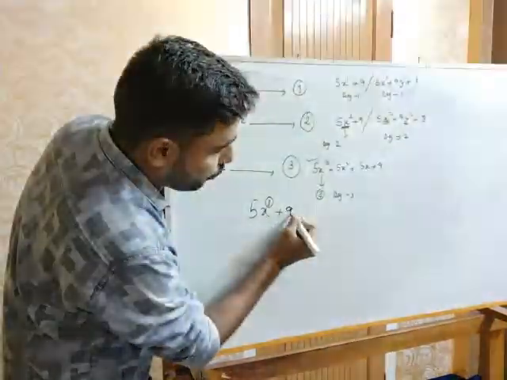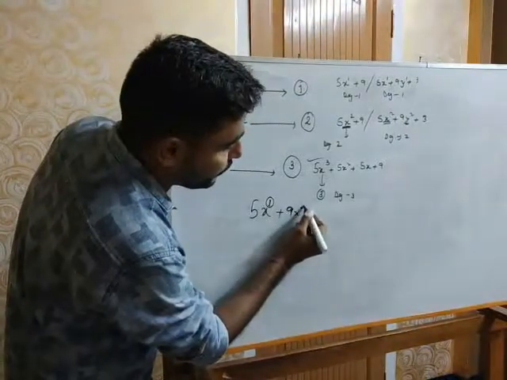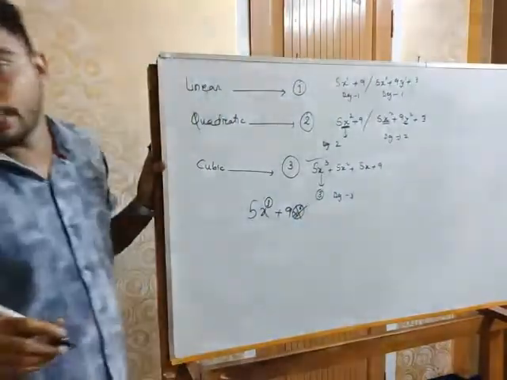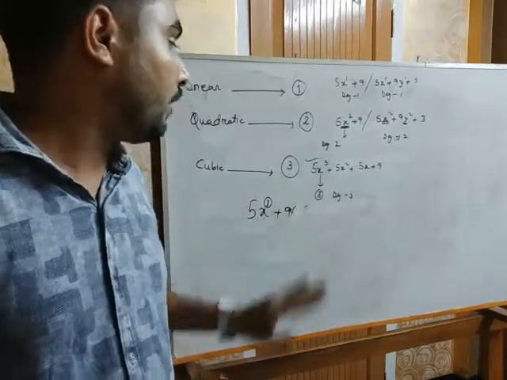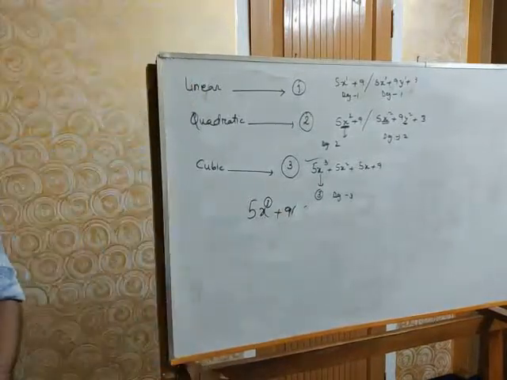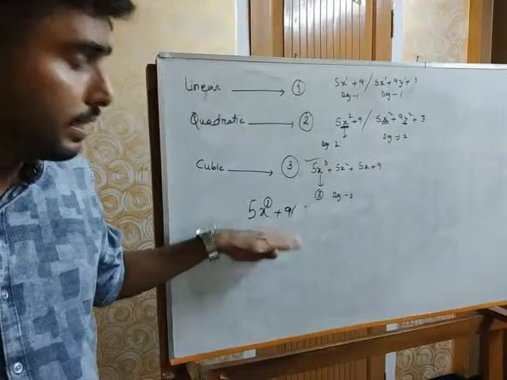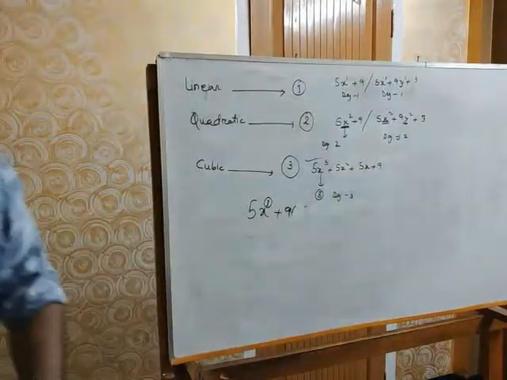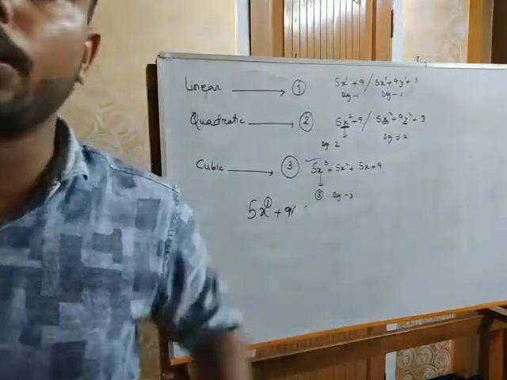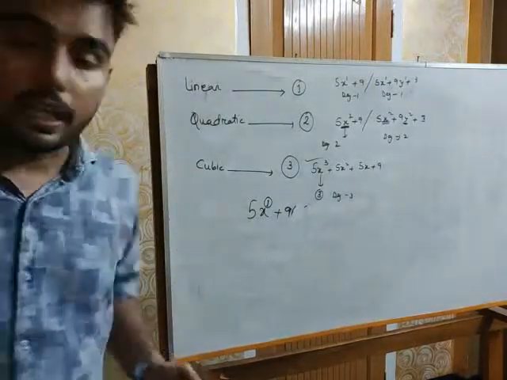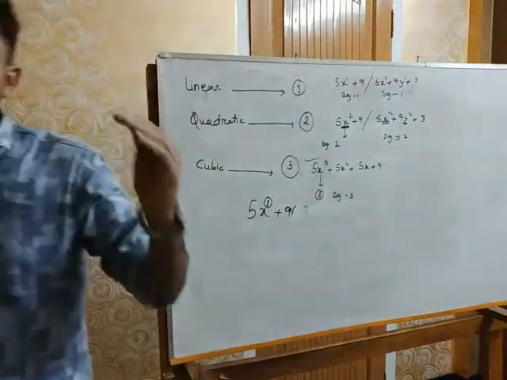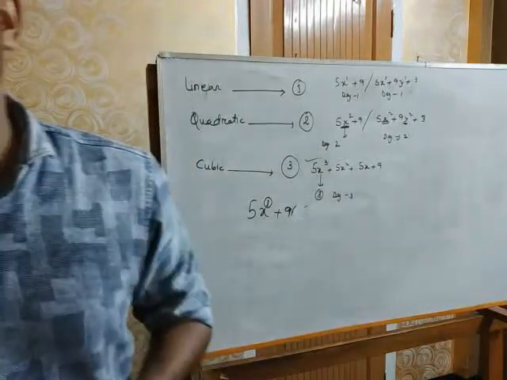Here you can see, along with x, the 9 was actually x to the power 0. So if the power is 0, the variable becomes 1, so we have written it as 9 only. Clear? So those polynomials where the highest power of the variable, or the degree of the polynomial, is 1 will be called linear. Okay.